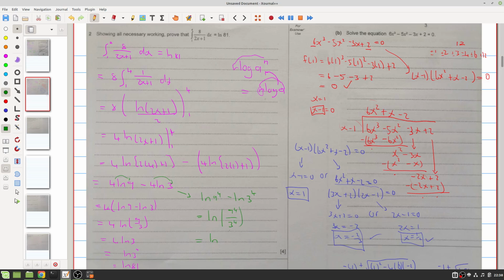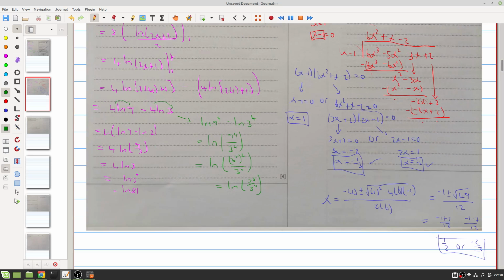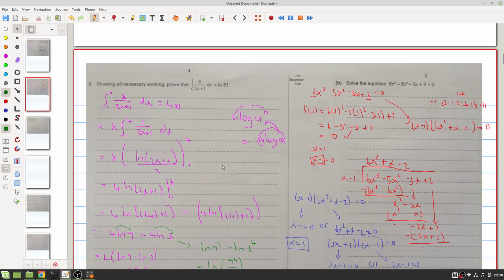Okay, and that gives us ln, and you can just type that in the calculator, or you can say, we know 9 is the same as 3 squared, so 3 to the power 2 to the power 4 over 3 to the power 4, which would give us ln, and then 3 to the power 8 over 3 to the power 4, and then we know if we have the same base, then we can write that same base and subtract the exponents. So 8 minus 4 is 4, and that again gives us ln 81. Okay, a couple of ways we can do that.